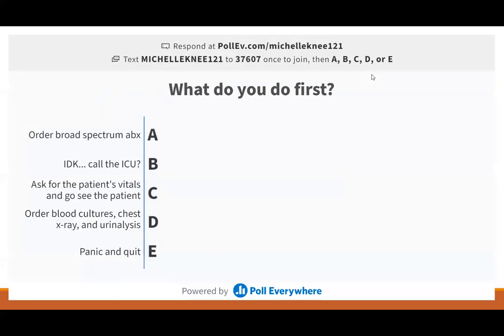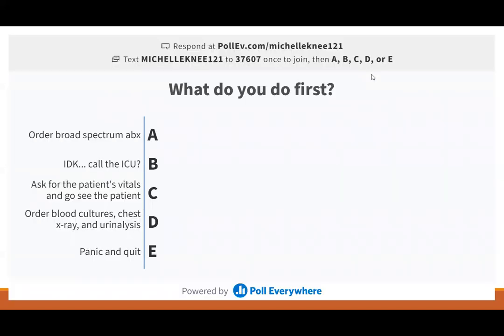Go ahead and take a second. You can read through these choices. Number one, would you order broad spectrum antibiotics? Number two, would you say, I have no idea if this is a fever, I'm new, I'm just going to call the ICU to come take a look at him? Number three, would you ask to see the patient's vitals and then go actually see the patient? Number four, would you order blood cultures, chest X-ray, and urinalysis? You're a new intern, you've been told you should do this on every new fever and then go see the patient. Or number five, would you just panic and quit?